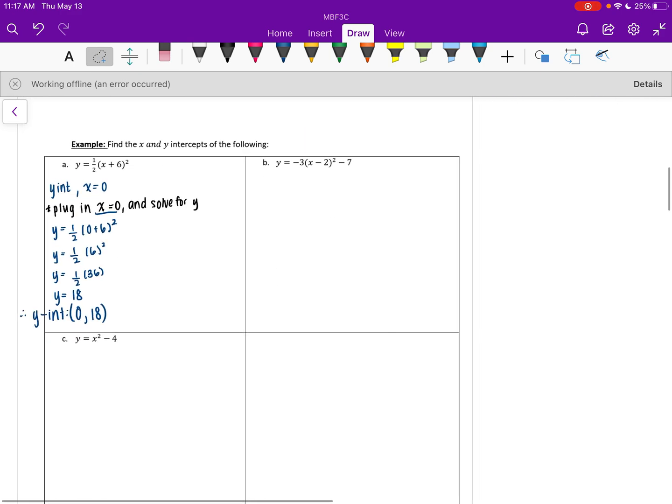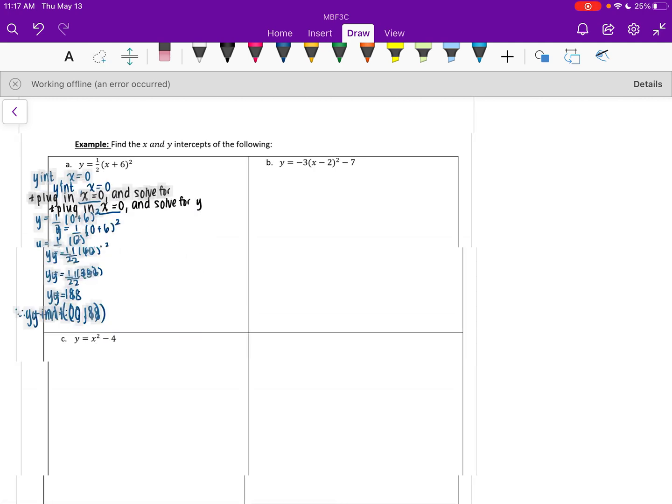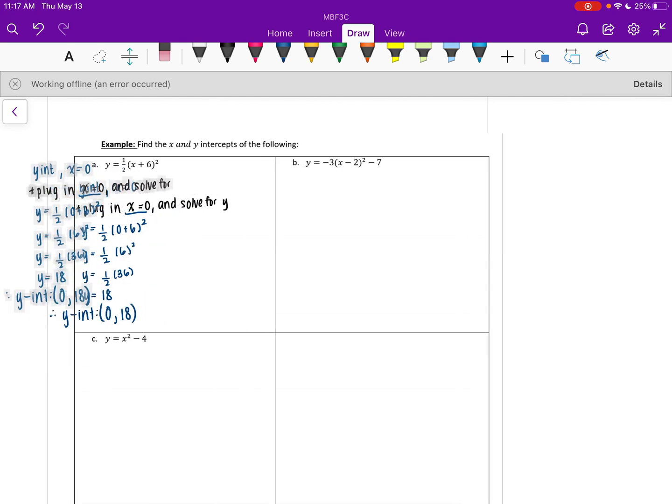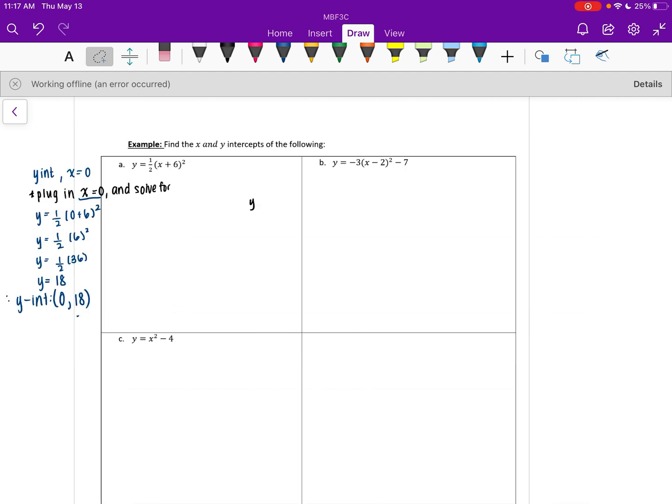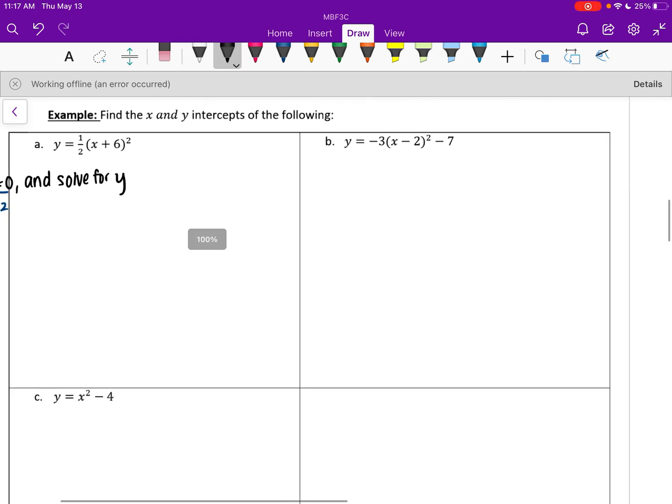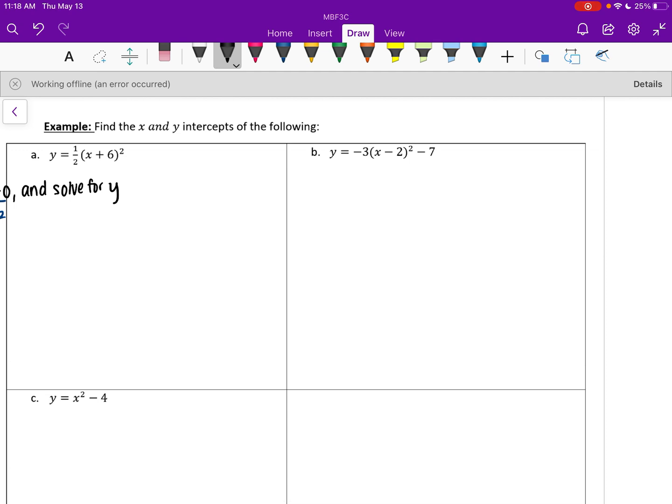So I'm just going to move this over here a little bit, just so that I have the space to solve for my x-intercept. So let's go on and do our next one. I know that at the x-intercept, so I'll do this in this pink pen over here, y is equal to 0. So what I'm going to do is plug in 0 for y and solve for x. So let's do that.